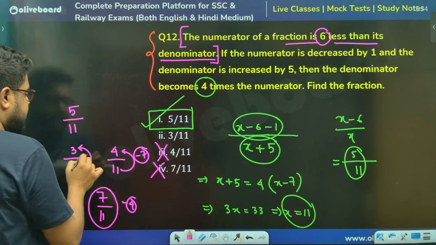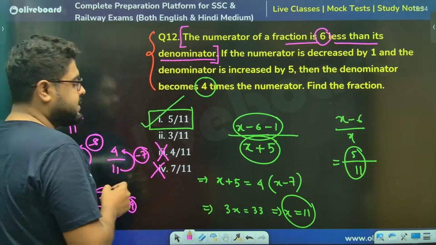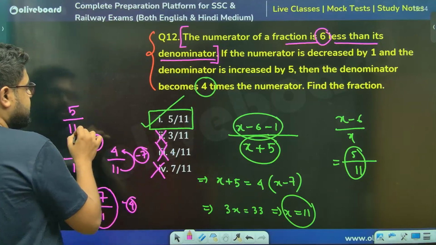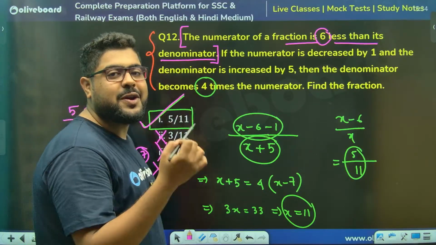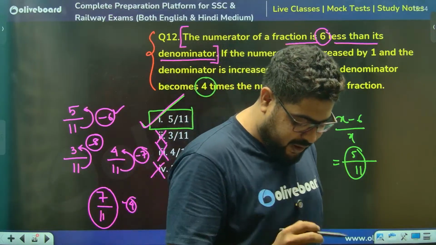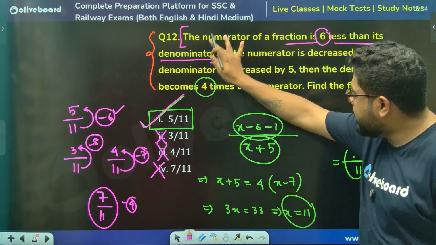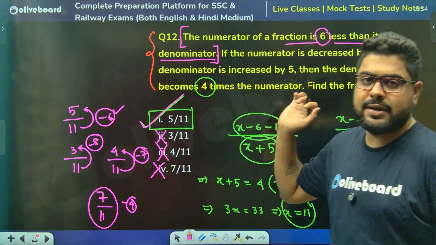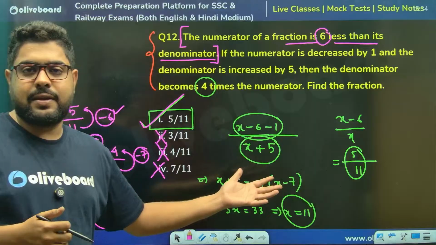Here it is 8 less. It has to be 6 less, cannot be the answer. 11 minus 6 is 5. Yes, it is matching. That's the answer. You do not need to do anything if you can read the question and be a little bit street smart. This is not a method, this is not anything.